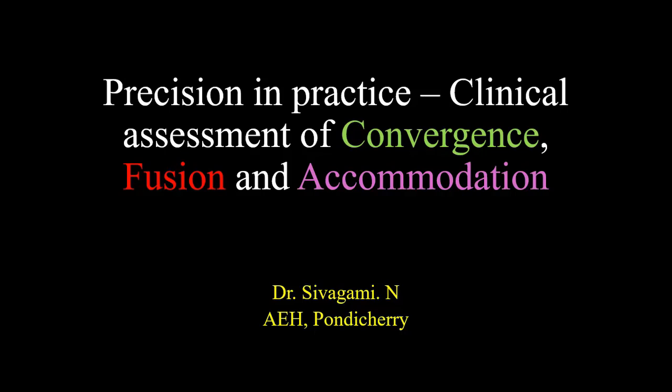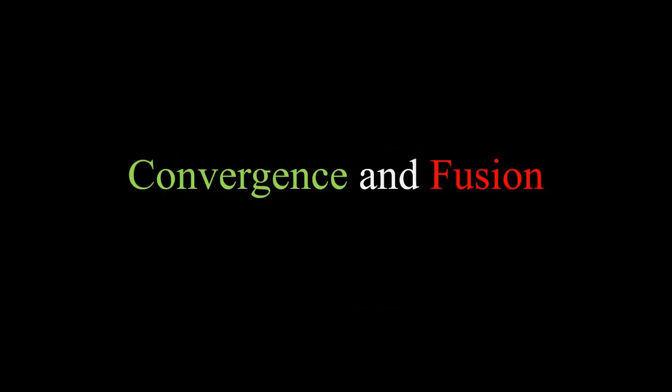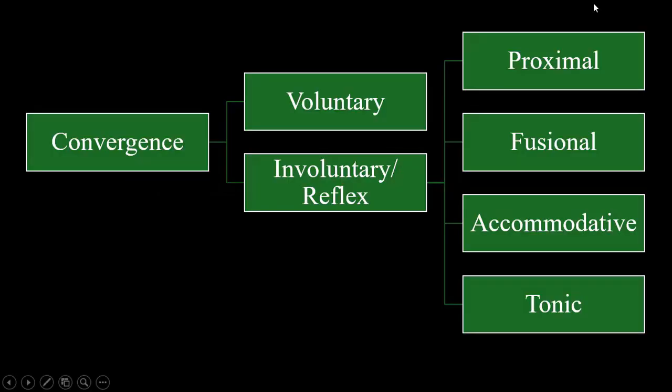As we saw, NSBV, the non-strabismic binocular vision anomalies, are one of the most important causes for headache. So today we'll be dealing with the clinical assessment of convergence, fusion, and accommodation. First we'll be talking about convergence and fusion. Convergence can be either voluntary convergence or involuntary convergence.